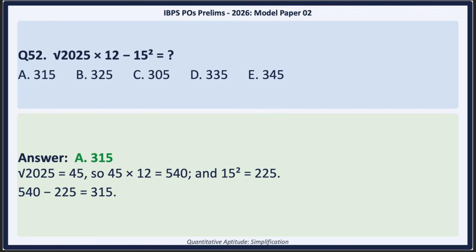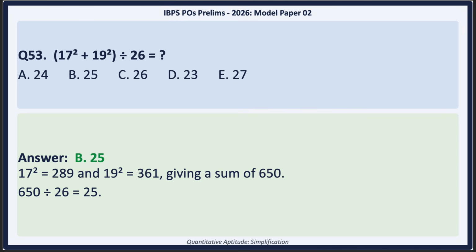Same with question 53, 17 squared plus 19 squared, all divided by 26. You shouldn't be doing long multiplication in the margins. You just recall it's 289 plus 361, which is 650. Divide by 26 to get 25. Memorizing squares up to 30 buys you precious minutes for the final, most difficult section of the exam. And we just knocked out question 51 and 55 with basic fraction and percentage math.